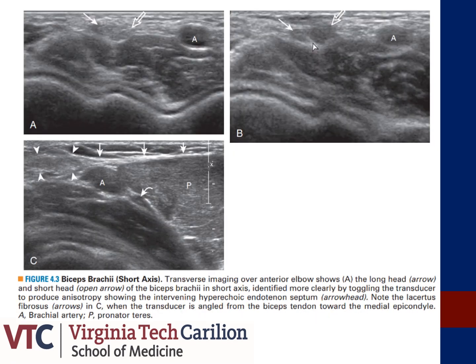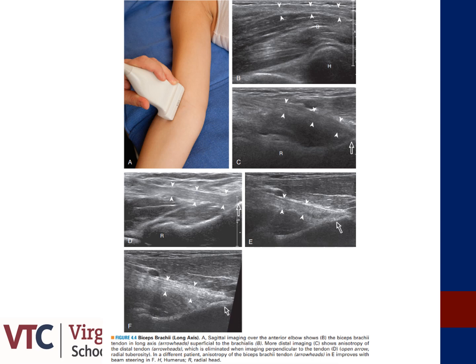Here are some ultrasound images of the biceps in the short axis as it progresses distally. What you can see in figure C is the relationship of the lacertus fibrosus, which is the arrows with the stem, in relationship to the biceps tendon. These are additional images of the biceps tendon from a long axis as we are viewing it in a proximal to distal fashion until it ultimately attaches to the radial tuberosity in figure F.